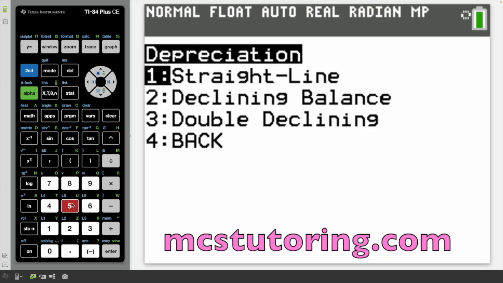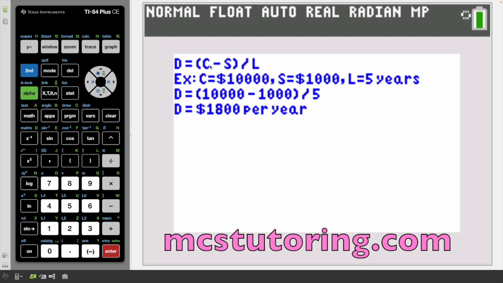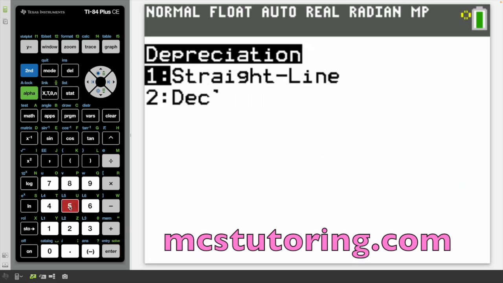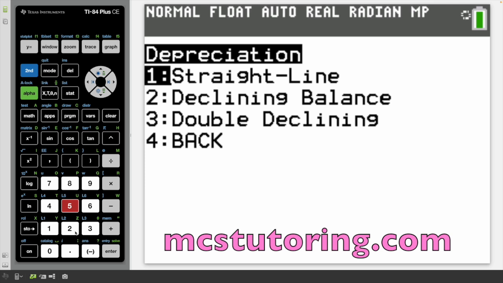Okay, and depreciation, we've got straight line depreciation, declining balance, and double declining. Let's talk about straight line. So it's C minus S, that quantity divided by L. So let's say $10,000 is your C value, your S value is 1,000, and I believe the length is 5 years. So then it's going to be 10,000 minus 1,000 divided by 5. So it looks like the rate of depreciation is $1,800 per year. So let's continue. And then we've got depreciation again, and I think that we did straight line.